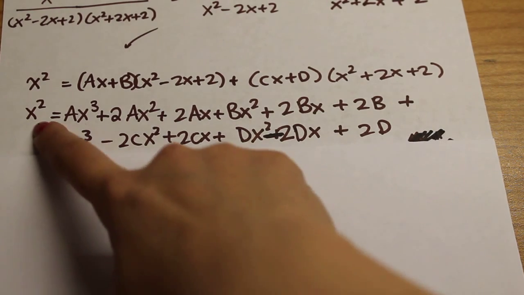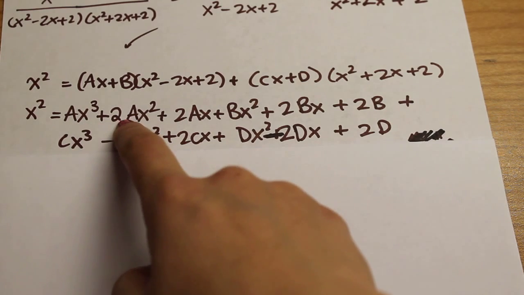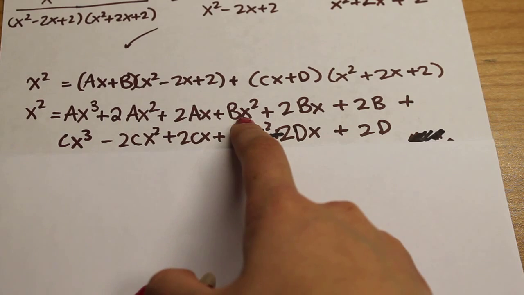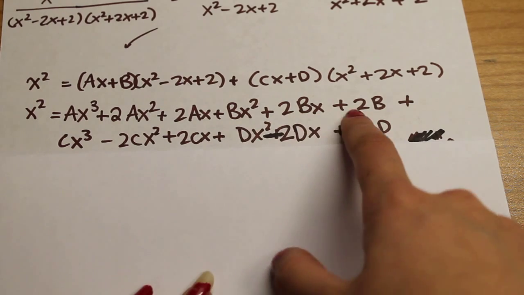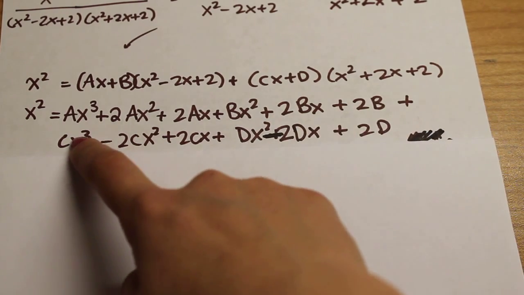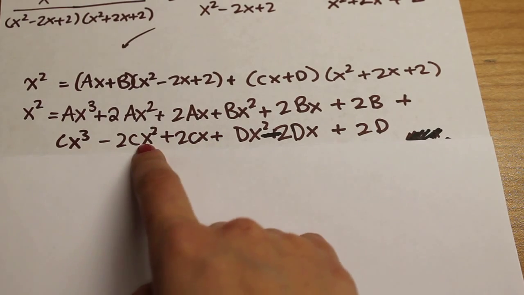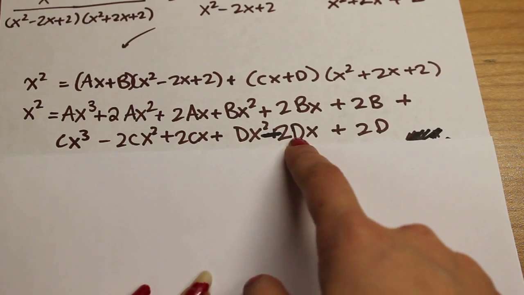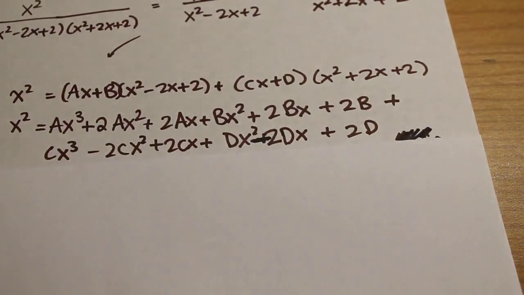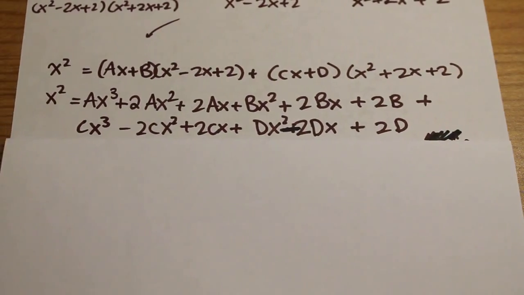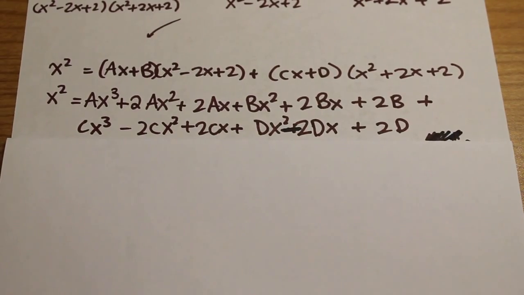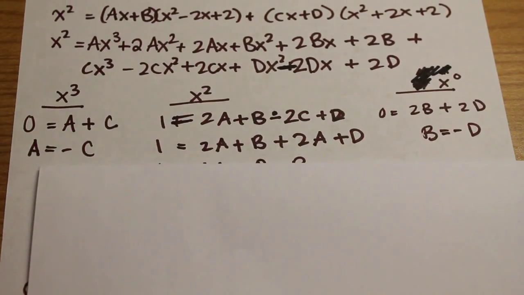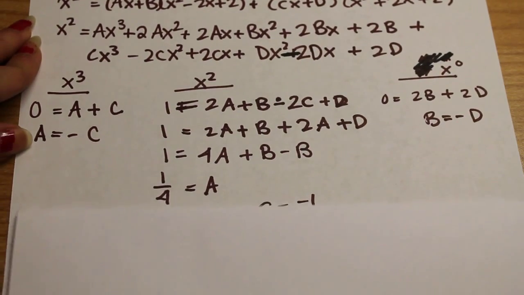So I got x squared is equal to ax cubed plus 2ax squared plus 2ax plus bx squared plus 2bx plus 2b plus cx cubed minus 2cx squared plus 2cx plus 2dx squared minus 2dx plus 2d. Okay, now this part actually isn't as bad as you might think, because I like to have little subsections.